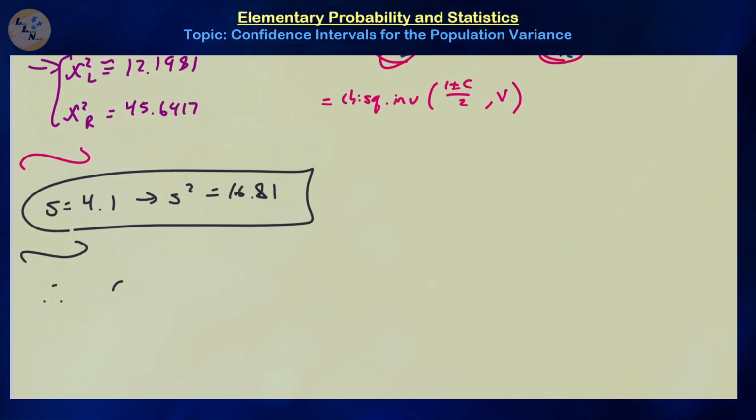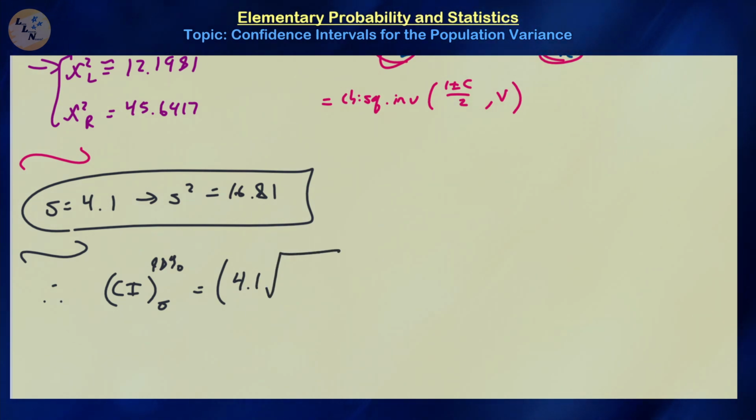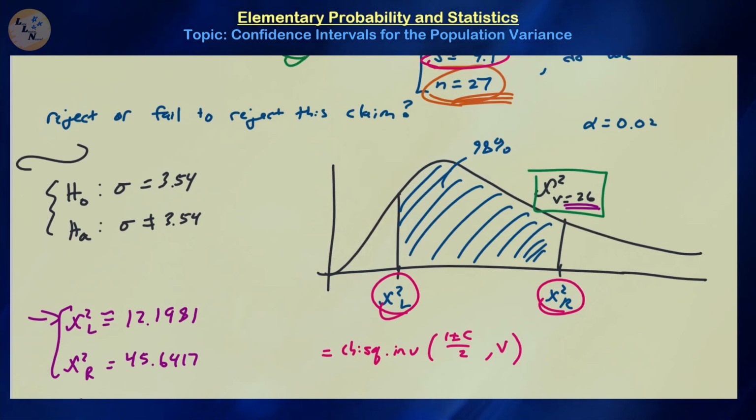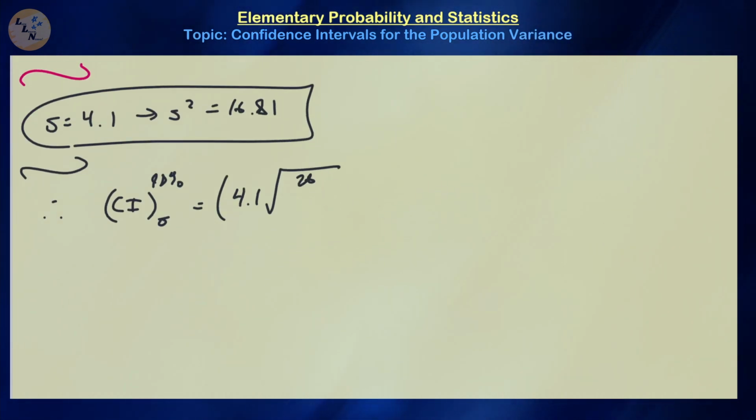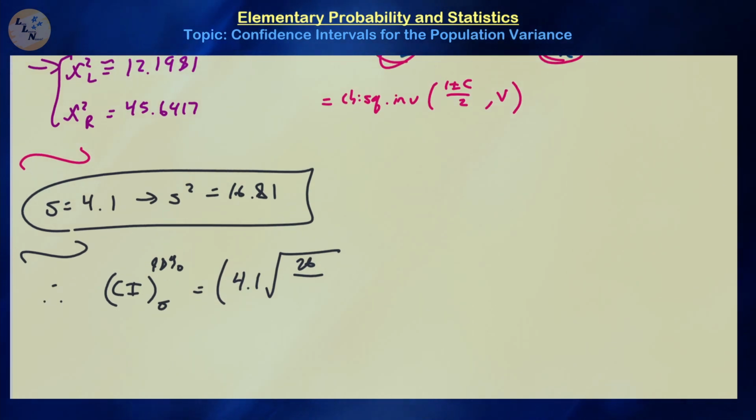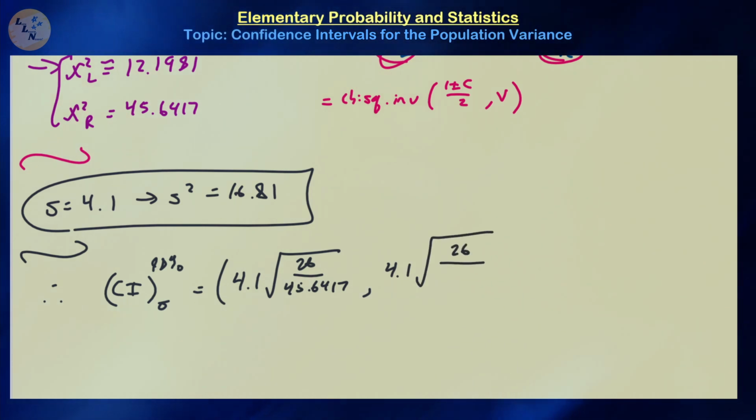So the 98% confidence interval for sigma is going to be equal to the standard deviation times the square root of the degrees of freedom, and the degrees of freedom was given to be 26, all divided by the right chi-squared critical value. So that's going to be 45.6417, and then 4.1 square root of the degrees of freedom over the left critical value, 12.1981.